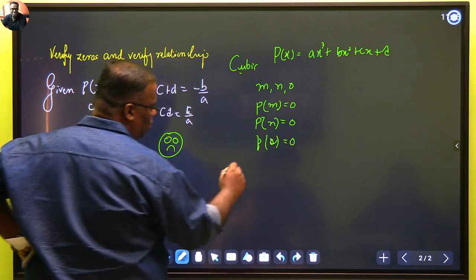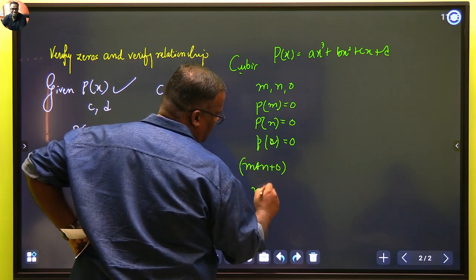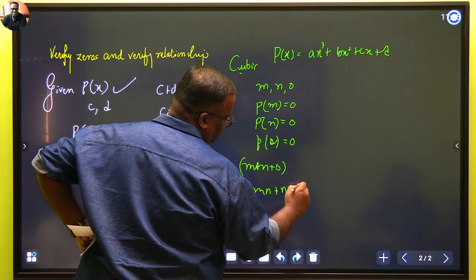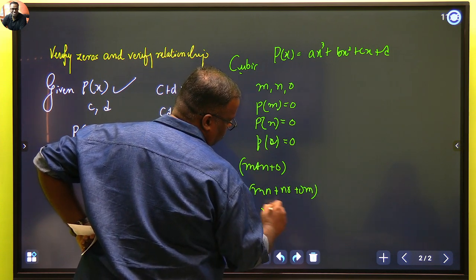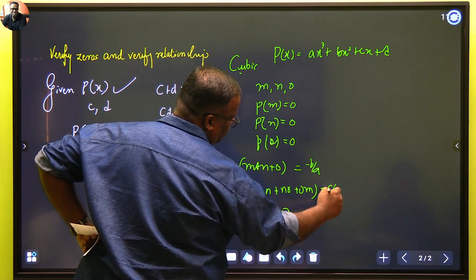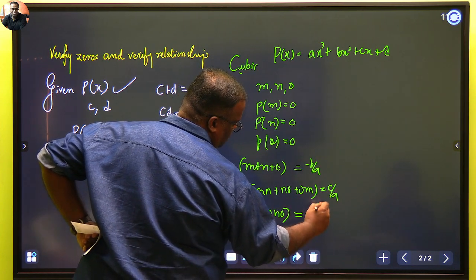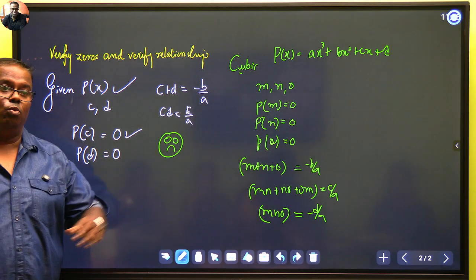And then you show the 3 relationships: M plus N plus O, MN plus NO plus OM, and you also show MNO. This should be equal to minus b by a, this should be equal to c by a, this should be minus d by a. This is another type of problem. Confuse mat ho jana. What was the difference?